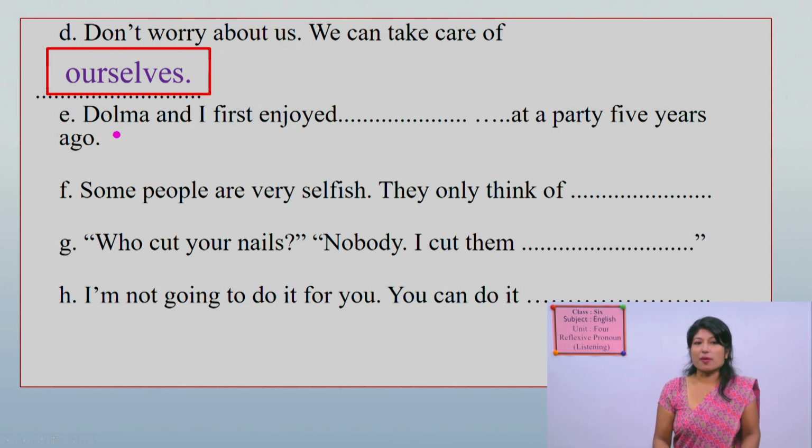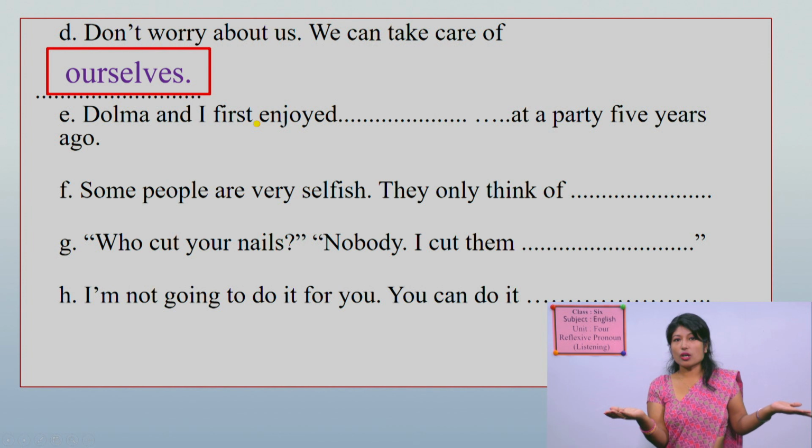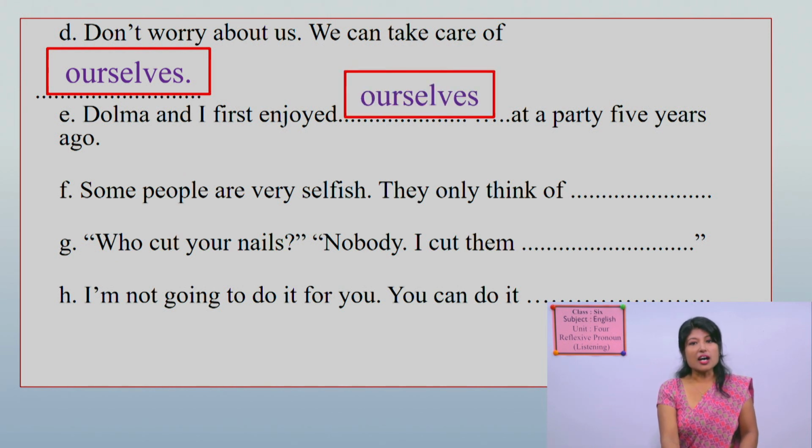Number E: Now, Dolma and I enjoyed. Dolma and I means singular or plural? Obviously, plural. So what do we need over here? Ourselves. Yes, Dolma and I first enjoyed ourselves at a party 5 years ago. Like that, let's move forward.